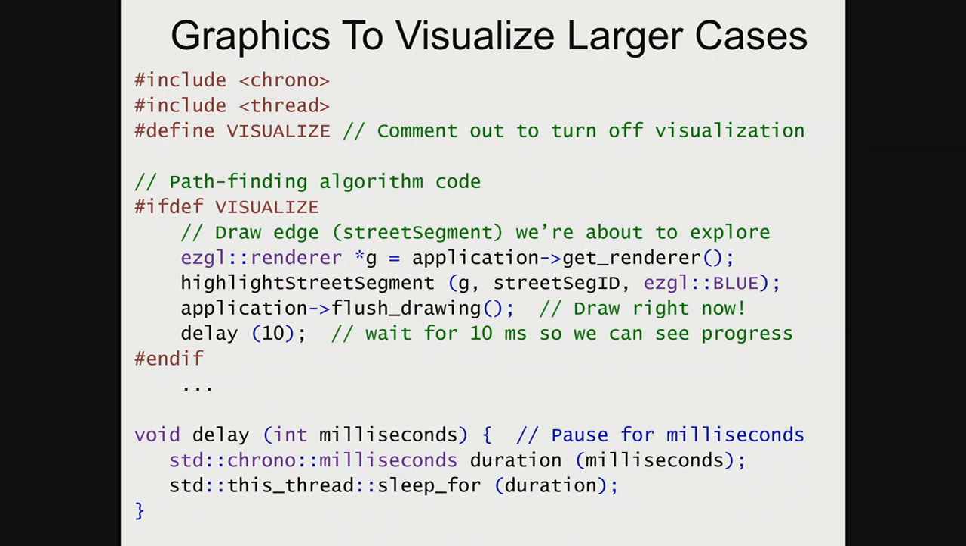Okay, this code I'm not going to go through in detail, but basically you can just take this code and use it to visualize if you want. So I put an if-def around it, so if I don't define visualize, the code just gets ripped out, so it's not going to slow my algorithm down at all. But if I do have this define visualize line in and it's not commented out, this code will be active. And I basically just said, give me the renderer. And I've got a routine that draws a street segment. So I say draw this particular street segment that I'm exploring right now.